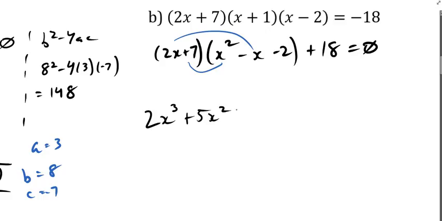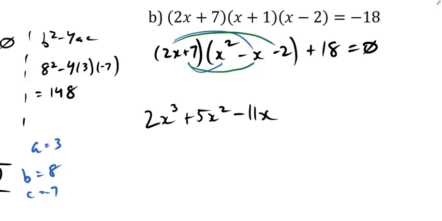And then I get my x term is negative 4x minus 7x, so negative 11x. So that was like this: 7 times negative x and 2x times negative 2. And then 7 times negative 2 is minus 14, plus 18 equals 0.